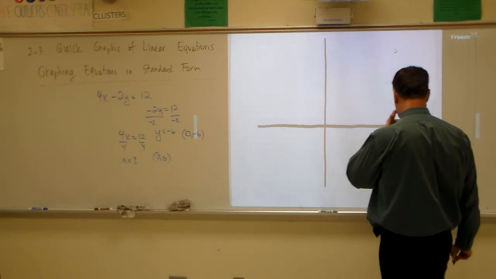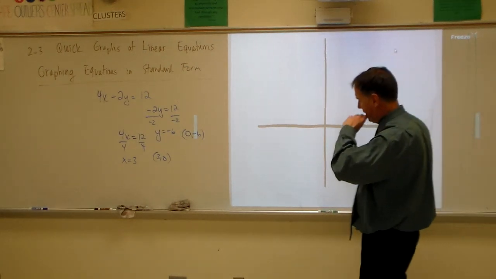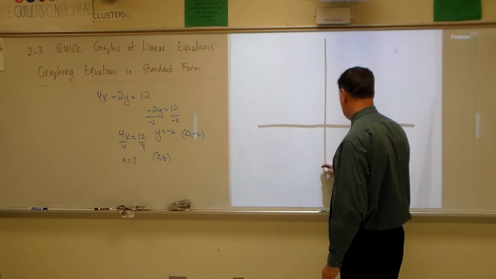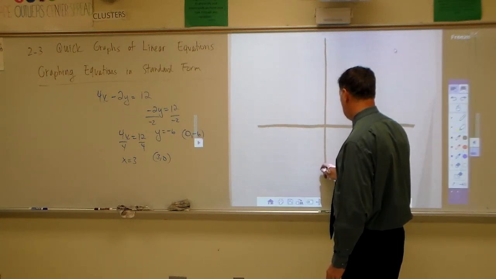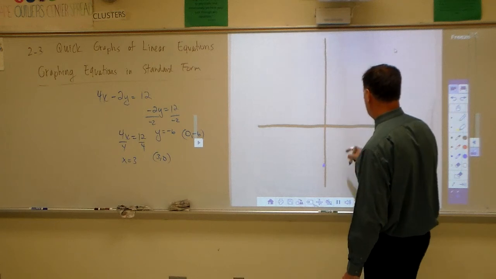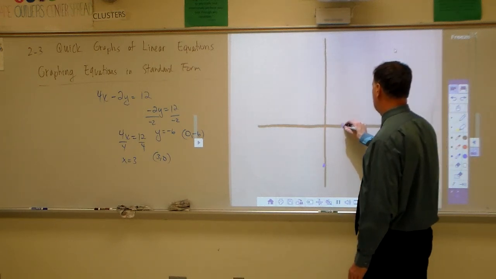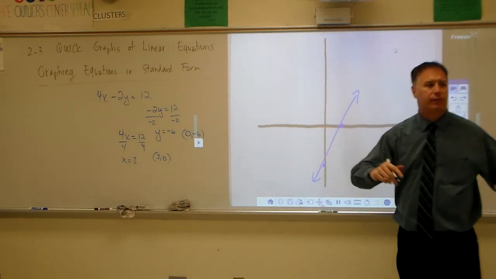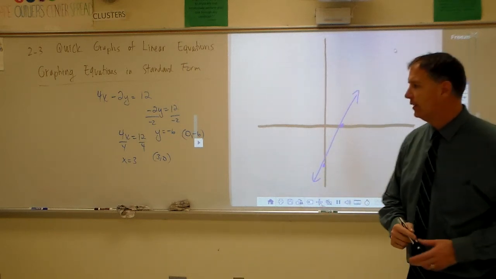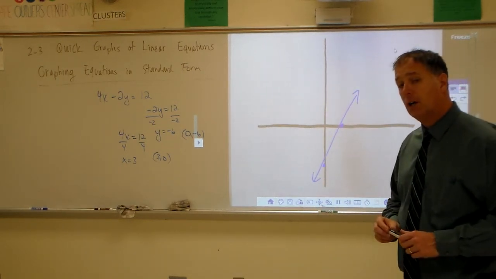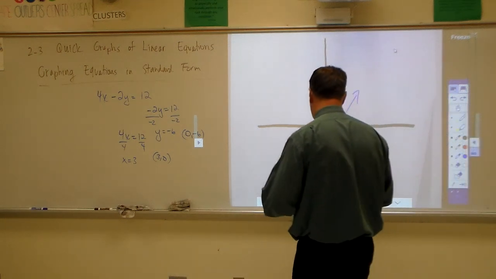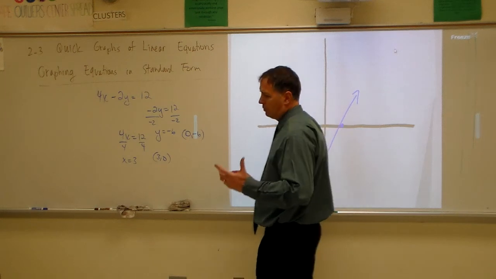Here we go, here comes the marker. 0, negative 6, 1, 2, 3, 4, 5, 6. Okay, and then 3, 0, 1, 2, 3. And then connect those points with a line, and there's the graph. That's how you graph in standard form. Okay? Hope it made sense. Pretty easy stuff, I think. I think you guys will be good with this stuff.